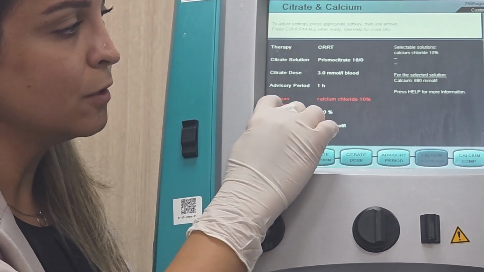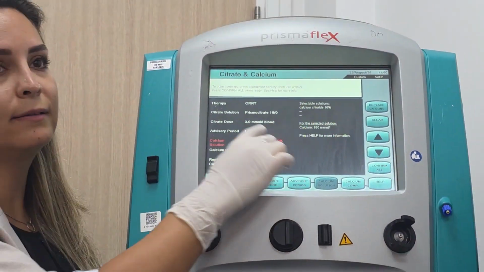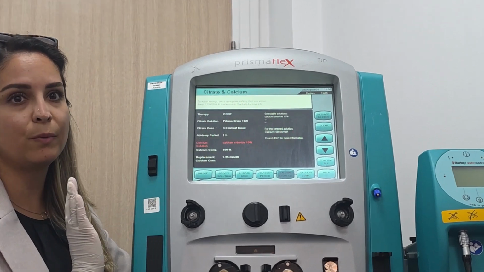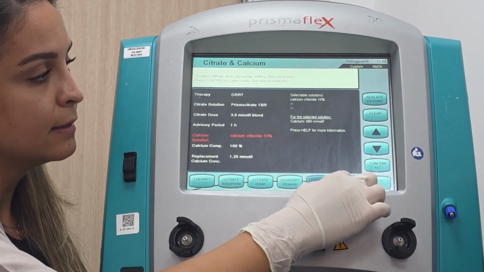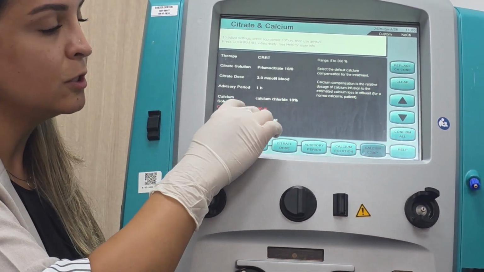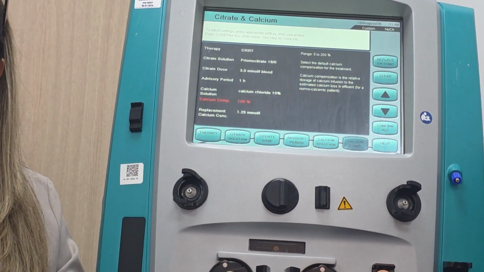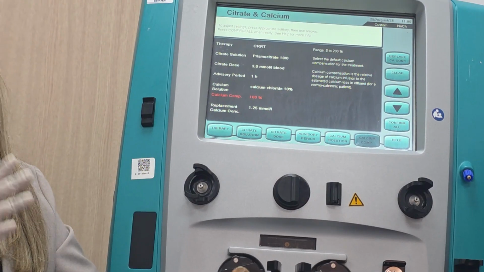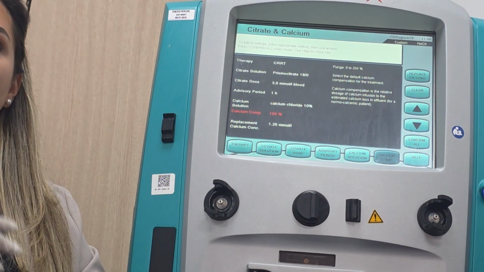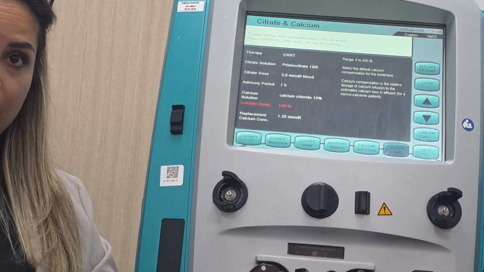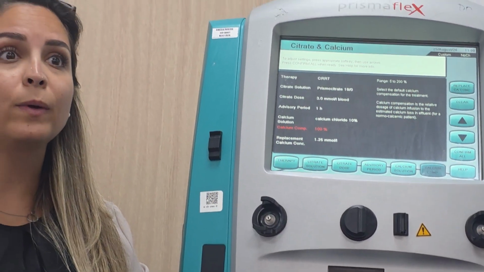Next, calcium is calcium chloride 10%. So this is what we will use in the syringe. Then, calcium compensation 100%. What does it mean, calcium compensation 100%? It means we consider that the patient will lose all of his ionized calcium. So that's why we need 100% to compensate it through the syringe.